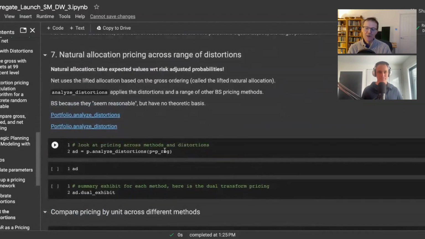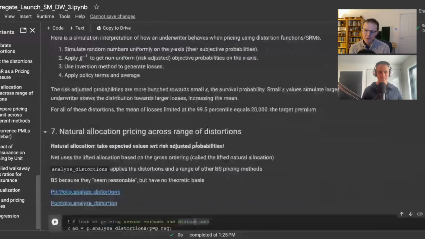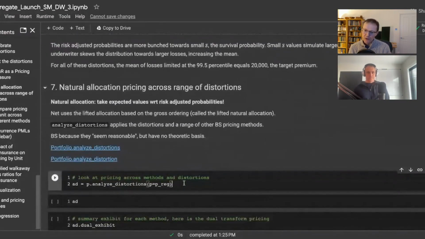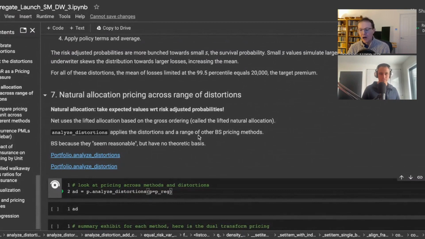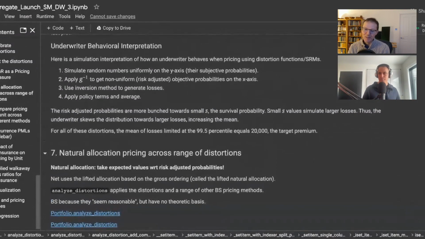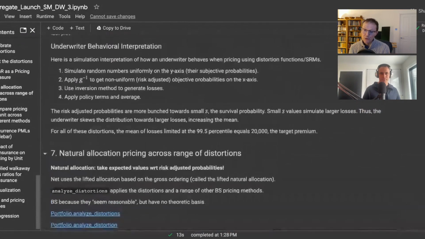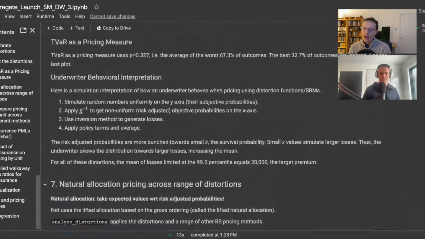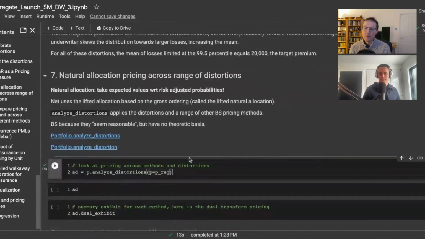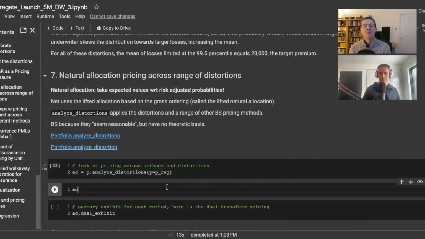Section 7. Now we're going to get to allocation. Let's recap what we've done so far. We've built this portfolio with two lines, cat and non-cat. We wanted to price to a 15% return at a 200-year capital. We've calibrated 5 distortion functions that will produce that pricing in total. Now we want to ask, how would we allocate that premium to the two different units? And this is where having these risk-adjusted probabilities comes in.